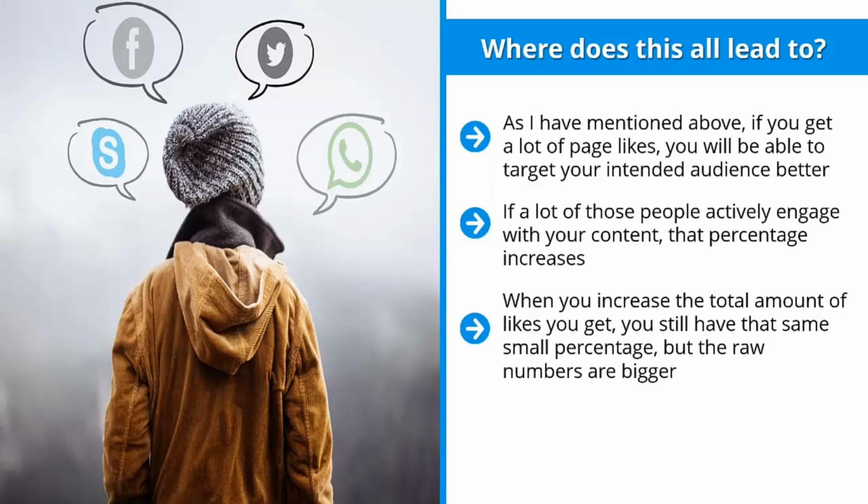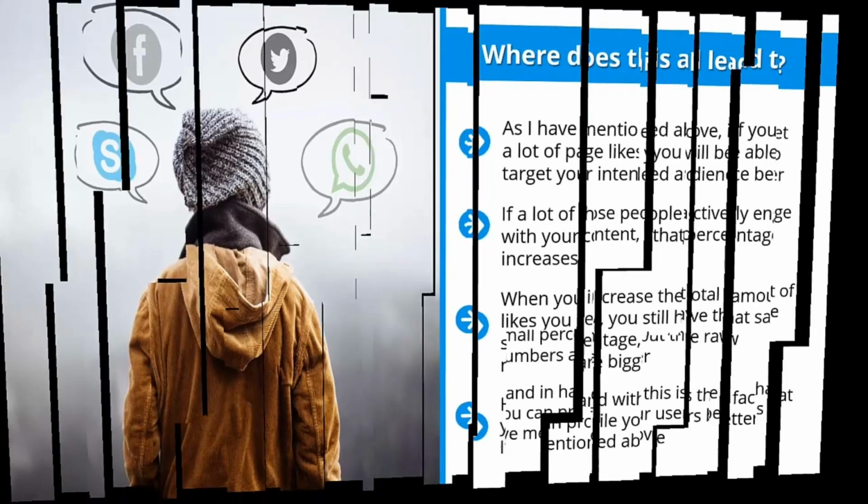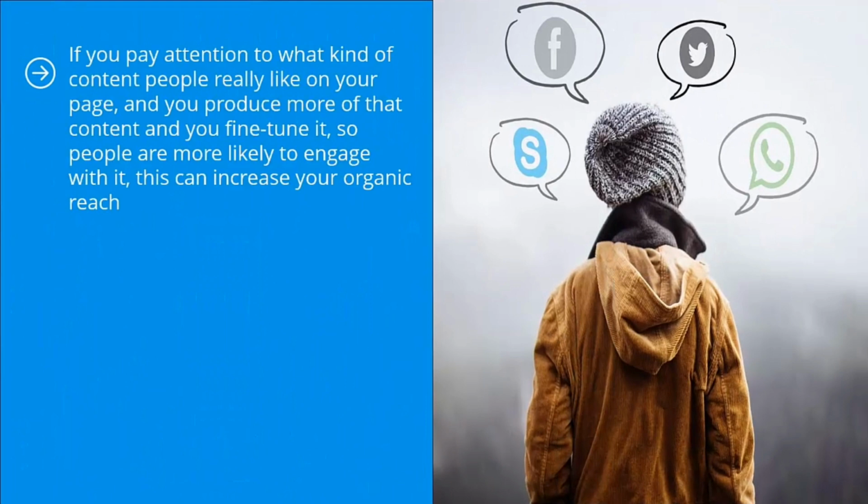Which position would you rather be in? This is why it's always a good idea to build up your page likes. Hand in hand with this is the fact that you can profile your users better, as I've mentioned above. This higher level of profiling paired with better content management and targeting on your part can lead to more content visibility. How come? Well, your reach can increase because of higher engagement levels. If you pay attention to what kind of content people really like on your page, and you produce more of that content and you fine-tune it so people are more likely to engage with it, this can increase your organic reach. This makes your content more visible.